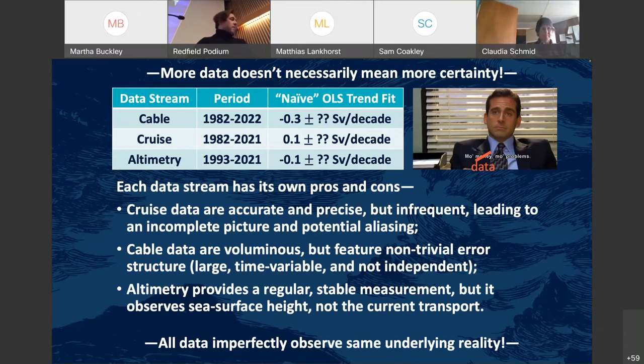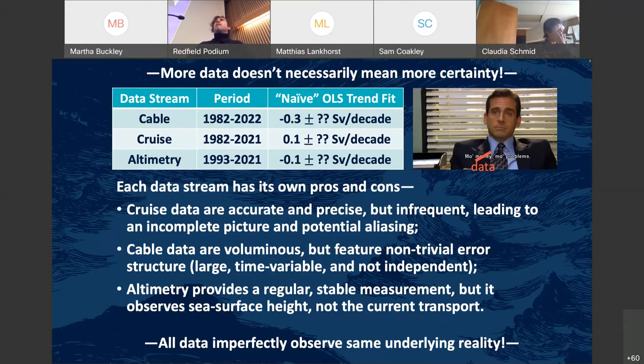This is the more data, more problems part. So let's review. Each of these data sets is incredibly valuable, but has its downsides. The cruise data are, of course, the gold standard. They're very accurate and precise. The problem is they're so sparse. So you have to worry about the fact that you're painting an incomplete picture, and you really have to worry about aliasing. The cable data are, of course, voluminous, but they have really complicated error structures.